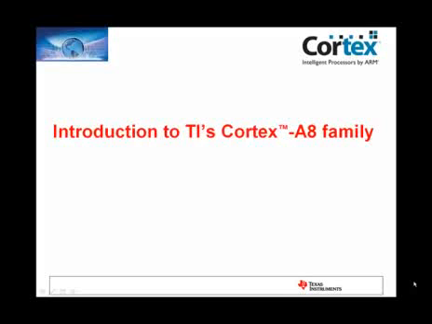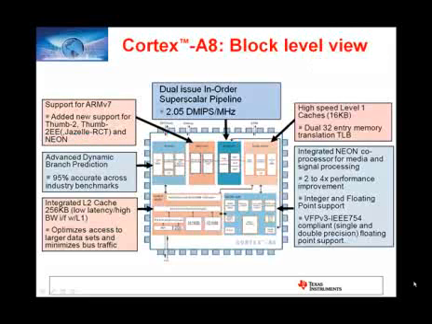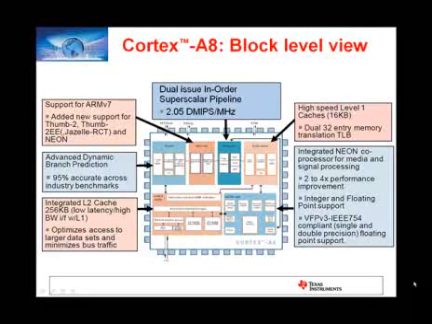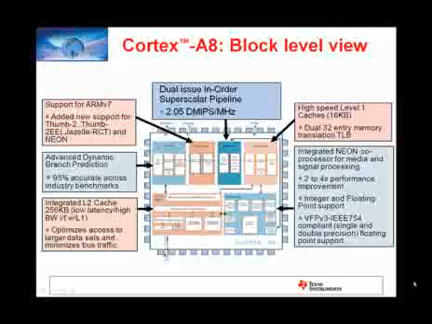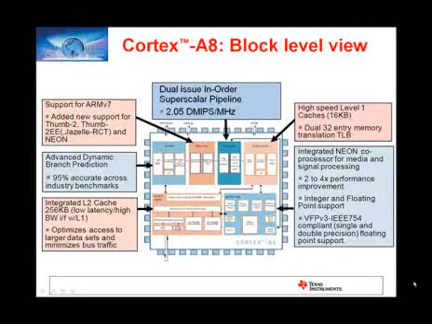In this presentation, we will review the Cortex A8 and discuss TI's offering. The Cortex A8 is a 32-bit RISC processor based on ARM Core version 7. It supports a standard 32-bit instruction set and the Thumb2 instruction set. Thumb2 is a mixed 16 and 32-bit instruction set which provides better code density while maintaining 32-bit-like performance.